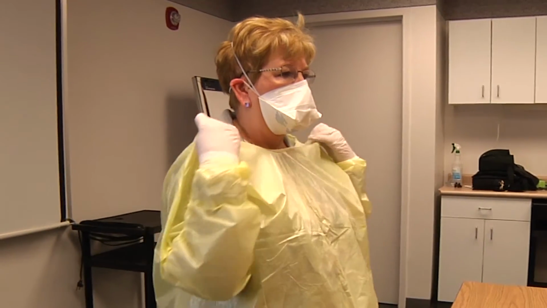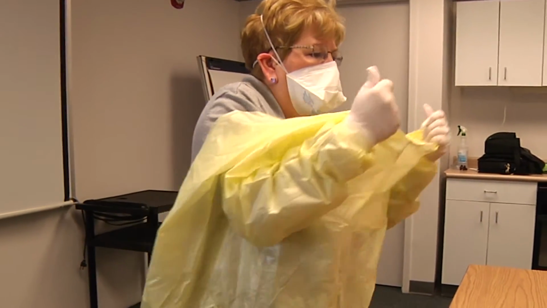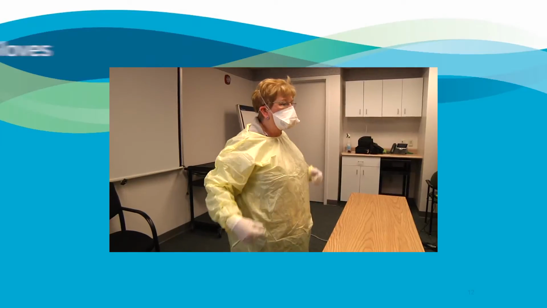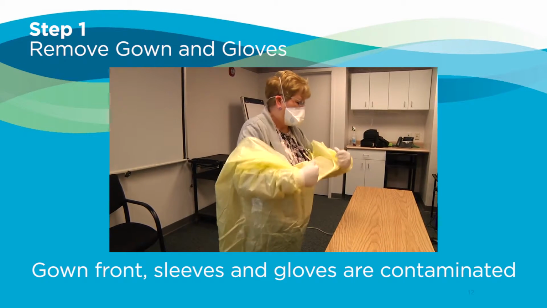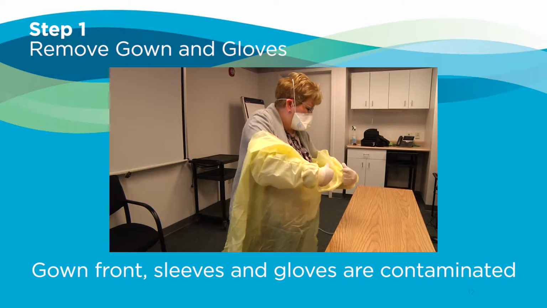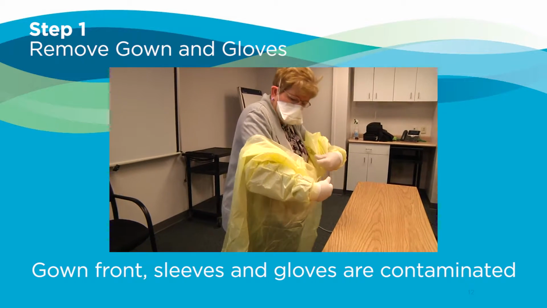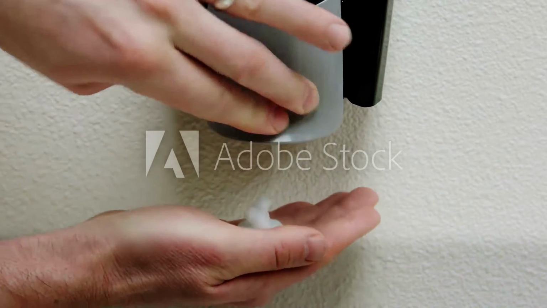Next, I will cover a second approved method of removing personal protective equipment. First, you remove your gown and gloves. Gown front and sleeves and the outside of gloves are contaminated. If your hands get contaminated during gown or glove removal, immediately wash your hands or use an alcohol-based hand sanitizer.